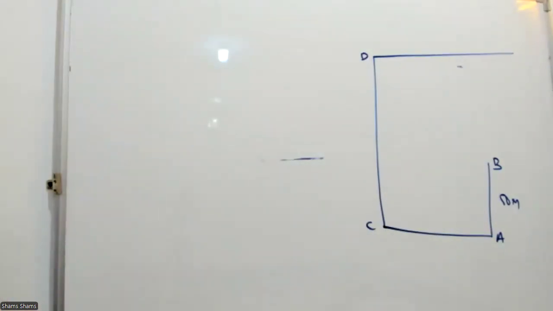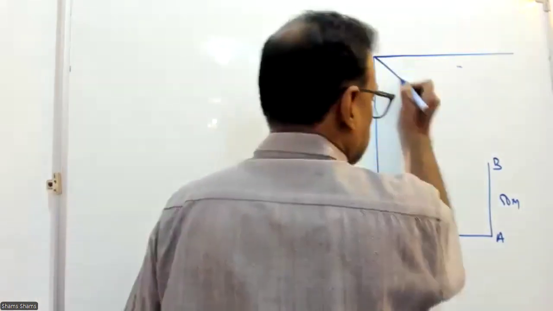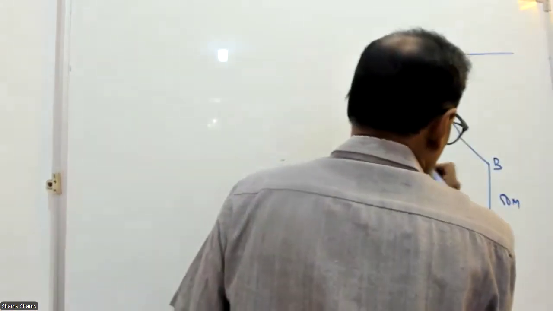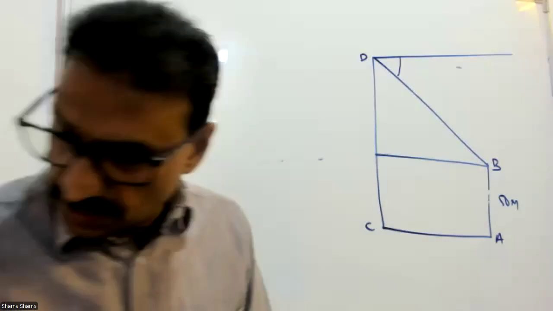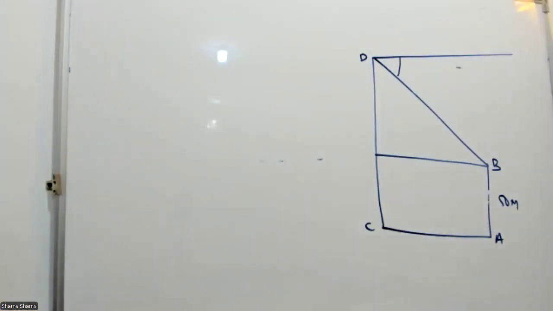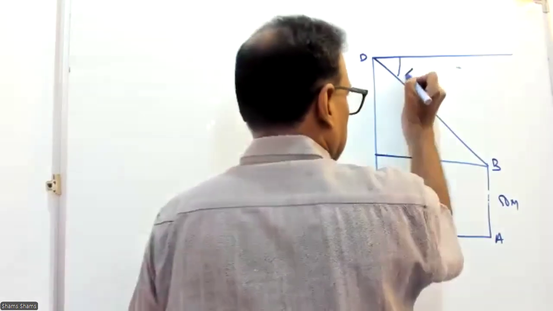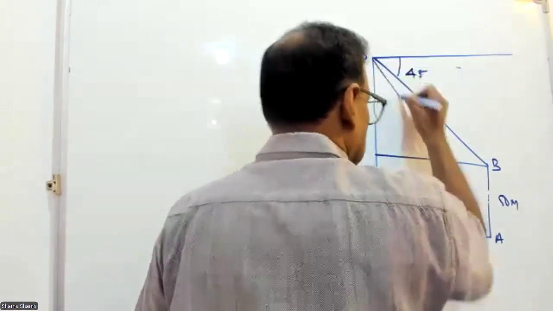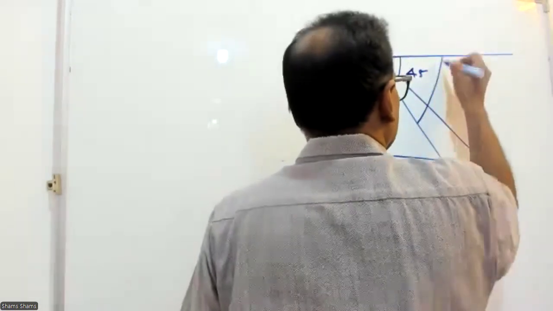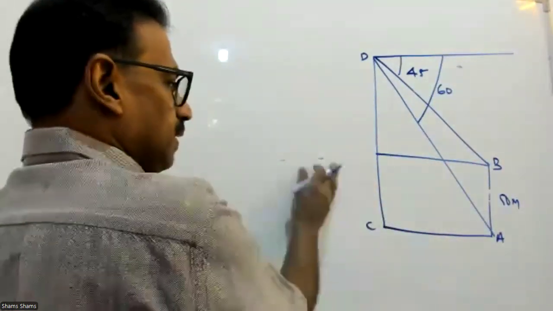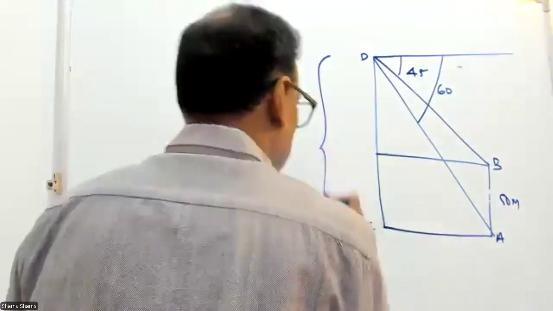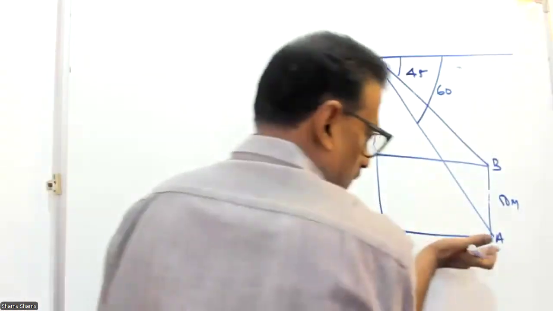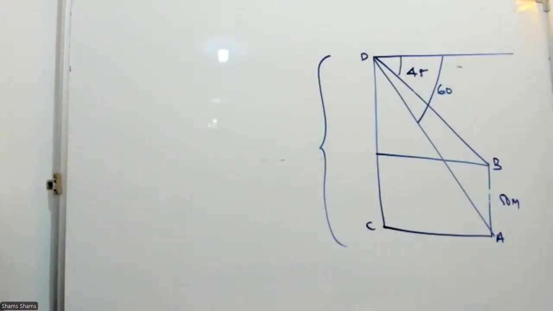The question is the angle of depression of the top and bottom of a 50 meter high building from the top of a tower. Person standing here. First look at here. This angle is how much? First angle is 45 degree. Second angle is this one here, 60 degree. What do you have to find out? The height of the tower. This height we have to find, plus this length.